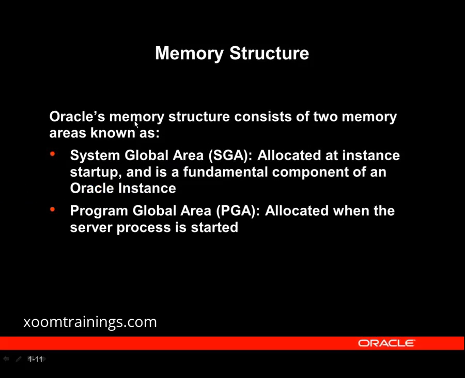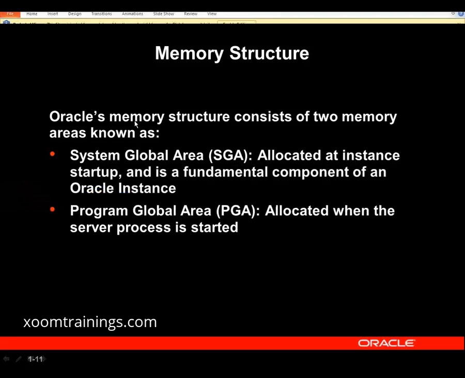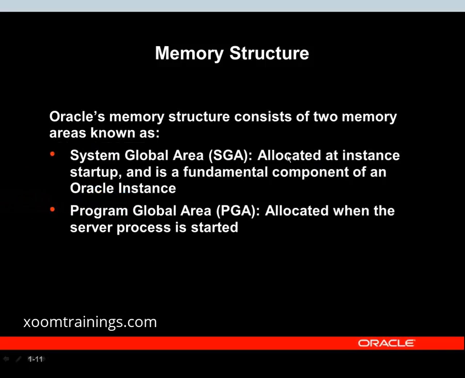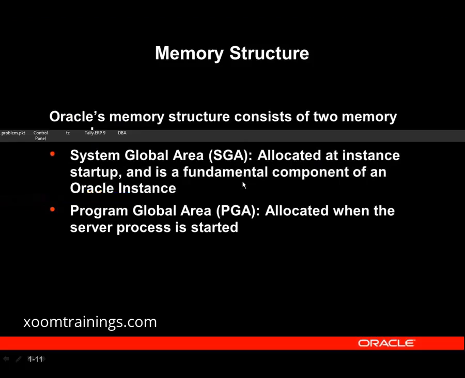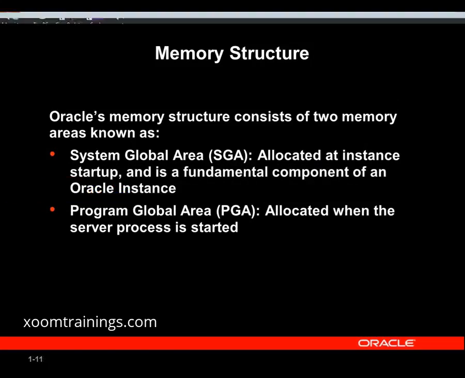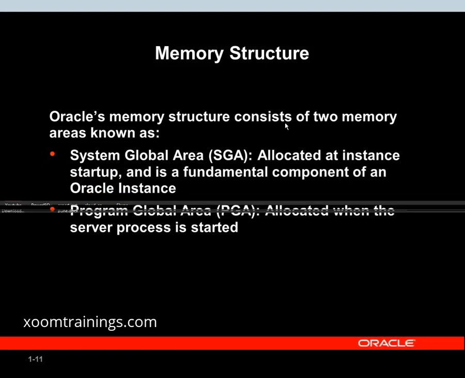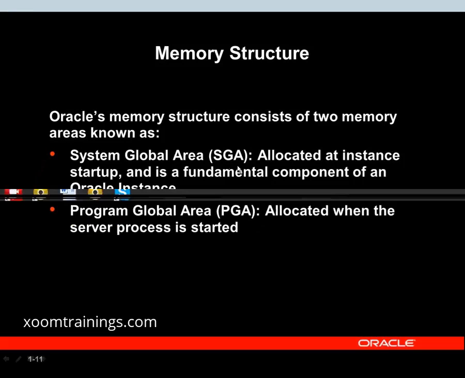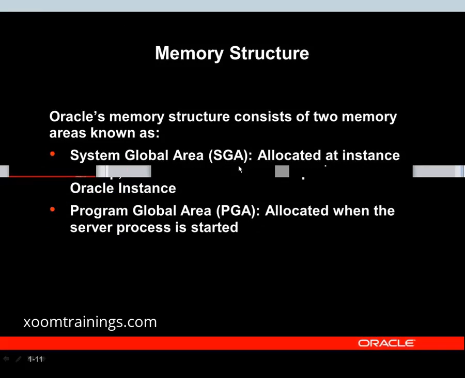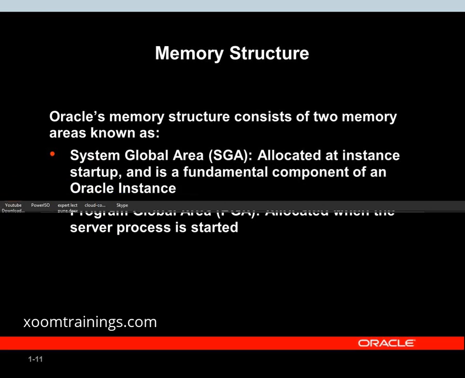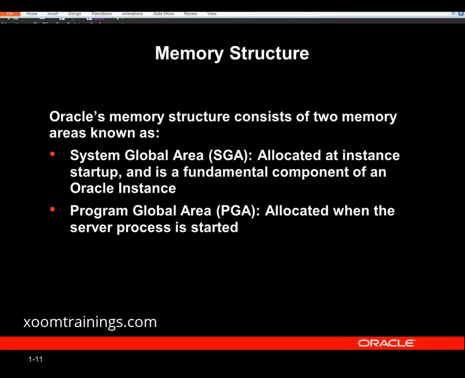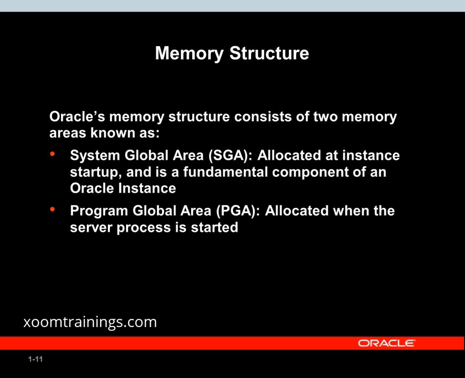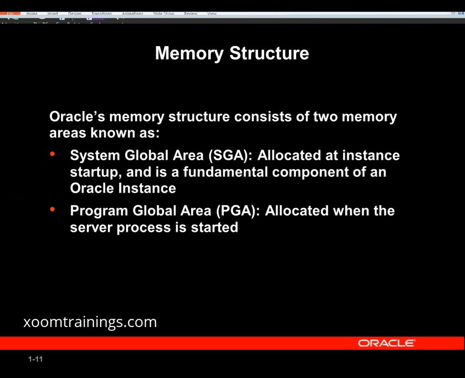Memory structure. Oracle memory structure consists of the system global area and the program global area. The SGA is allocated at instance startup and is fundamental, as I explained. It is also known as the shared global area. It is shared among a number of user processes or sessions. The program global area is allocated when the server process is started.